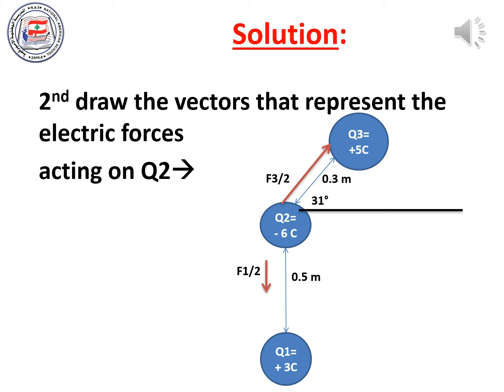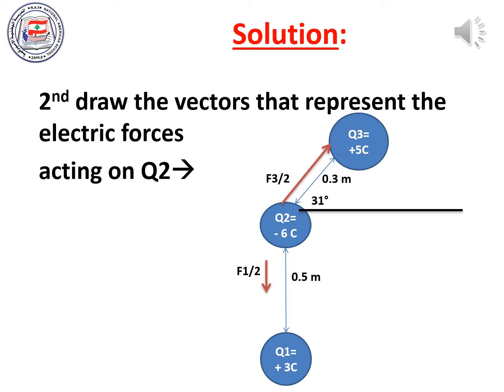In the second step, we draw the vectors that represent the electric forces acting on Q2. As you can see, the vectors are in red in the figure in front of you. First, we have F1 on 2, which is the force exerted by charge 1 on charge 2. It is downwards and toward charge 1 because the force between them is attractive, because they have different charges. So charge 1 pulls charge 2 towards it. It is the same case for F3 on 2, because charge 3 and charge 2 have different charges, so charge 3 pulls charge 2 towards it. The difference is the directions.